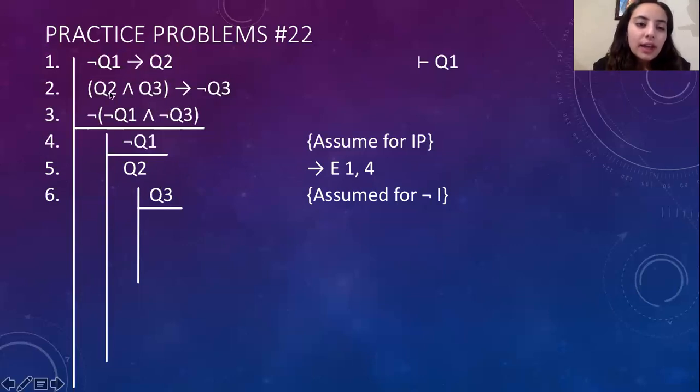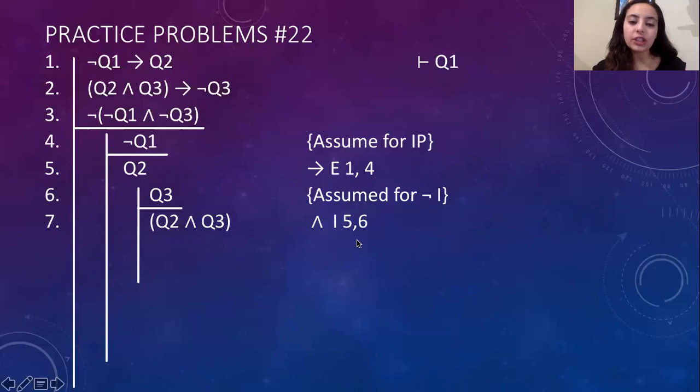Okay, so I know that if I put Q3 with Q2, I can actually get my not Q3 out. So that's why I assume Q3. Because I can put it together here through conjunction introduction from lines 5 and 6, right? Q2 and Q3, I've got my Q2, I've got my Q3. Then I can do conditional elimination and get my not Q3 out. So from lines 2 and 7, this is my full premise, and this is just the first half of that conditional. And now I'm able to get the second half.